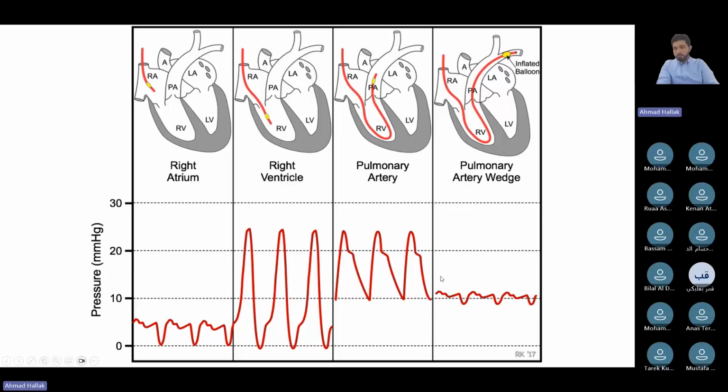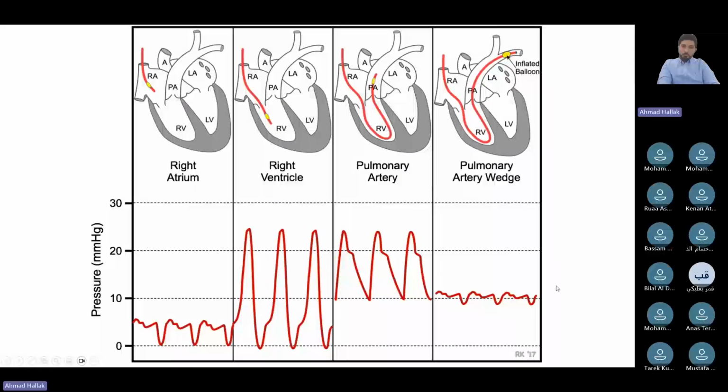And you're going to notice that the PA wedge pressure tends to be equal to the pulmonary artery diastolic pressure, as long as there's no transpulmonary gradient. In a patient that has just heart failure, or a normal patient, there's no difference between the PA diastolic pressure and the pulmonary artery wedge pressure, as long as there's no remodeling of the vasculature.